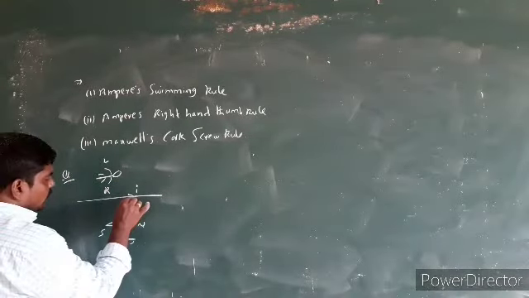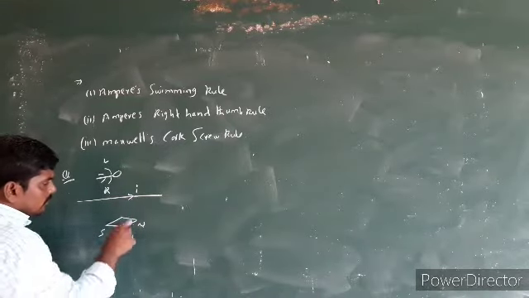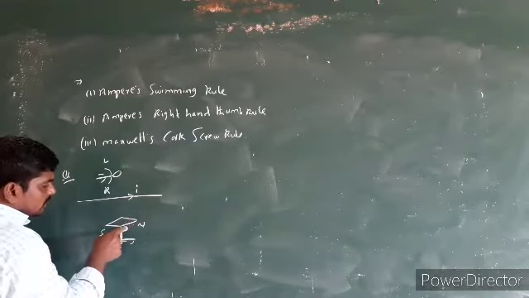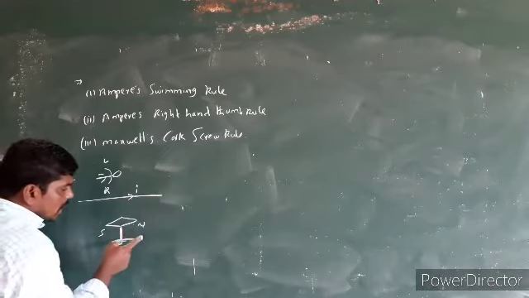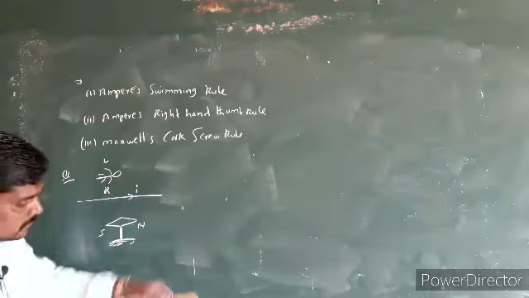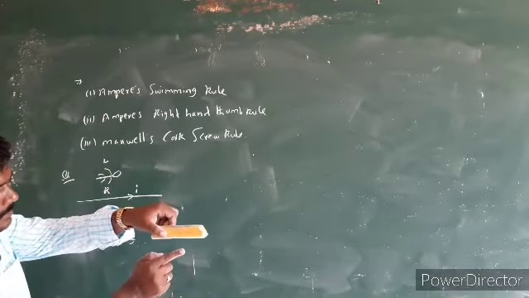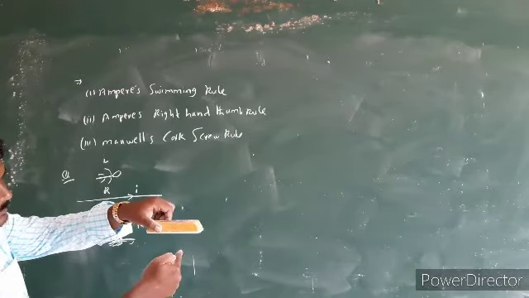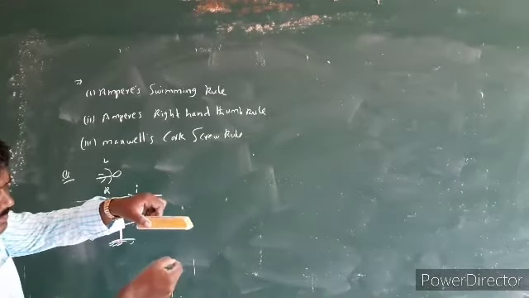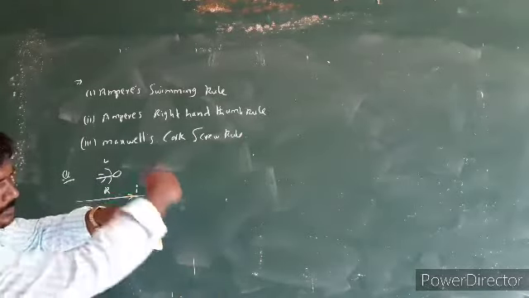Now, when current flows through this conductor, around the current carrying conductor there is a magnetic field. Because of that magnetic field, this magnetic needle deflects. The north pole of the magnetic needle deflects towards the left hand side. Now, this is the conductor carrying current I amperes. Consider this is a magnet. Now, it deflects like this. The north pole is deflecting this side, which means there is a magnetic field on this side.